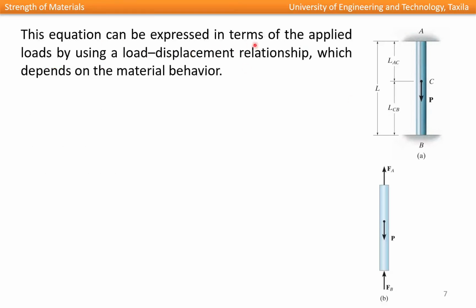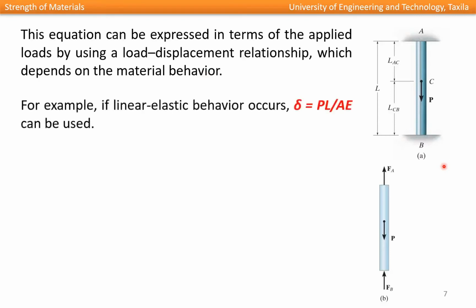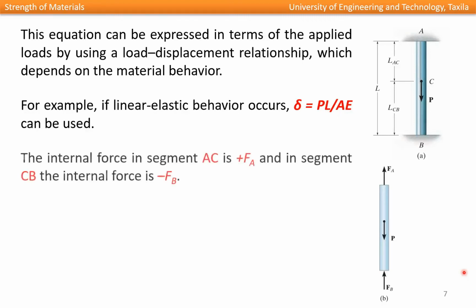So this equation can be expressed in terms of the applied loads by using a load-displacement relationship, which depends on the material behavior. In the previous lectures we determined that the axial deformation of a member subjected to axial loading can be determined using this expression, delta is equal to PL over AE. Here P is the applied load, L is the length of the member, A is the cross-sectional area, and E is the modulus of elasticity.